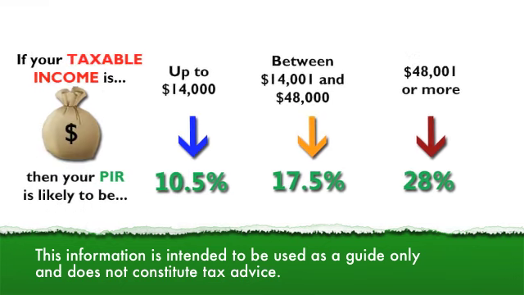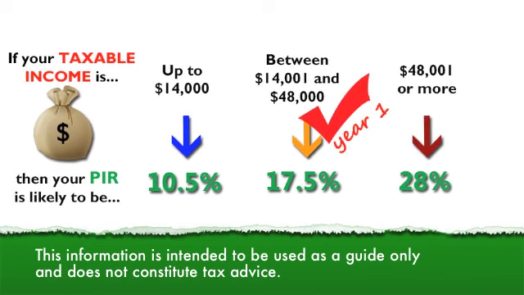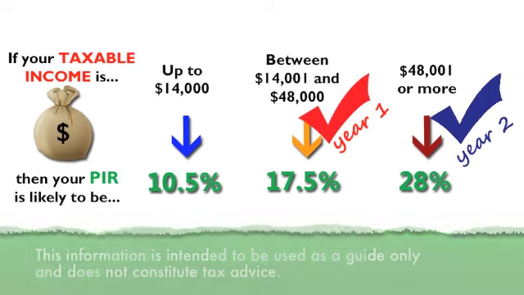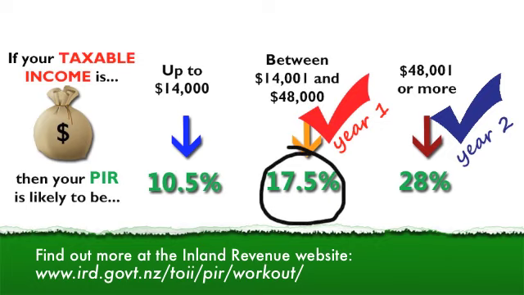It is important to note that if each of your last 2 income years gives you a different PIR, then the lower PIR will apply.